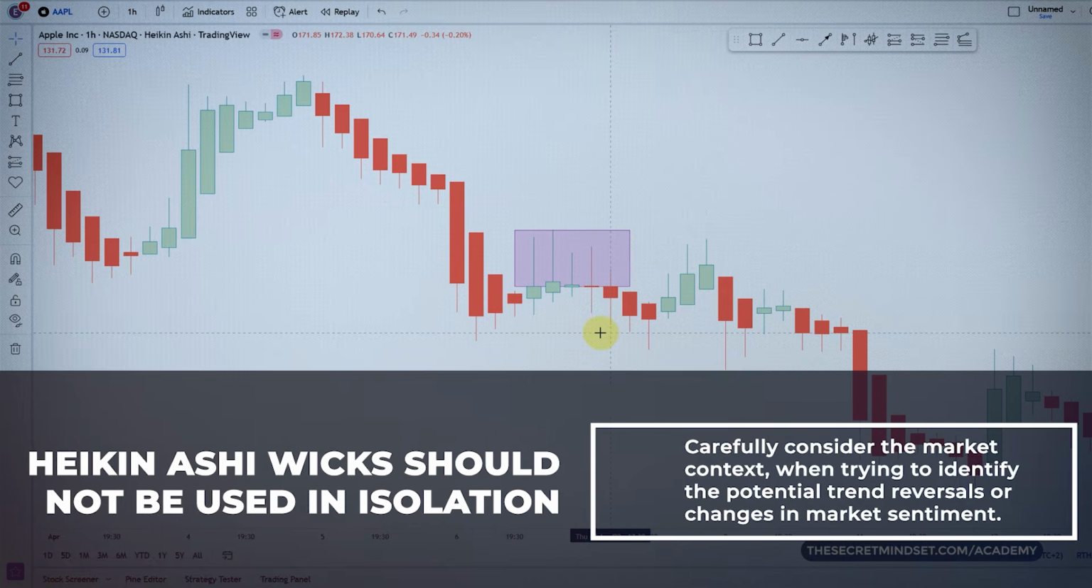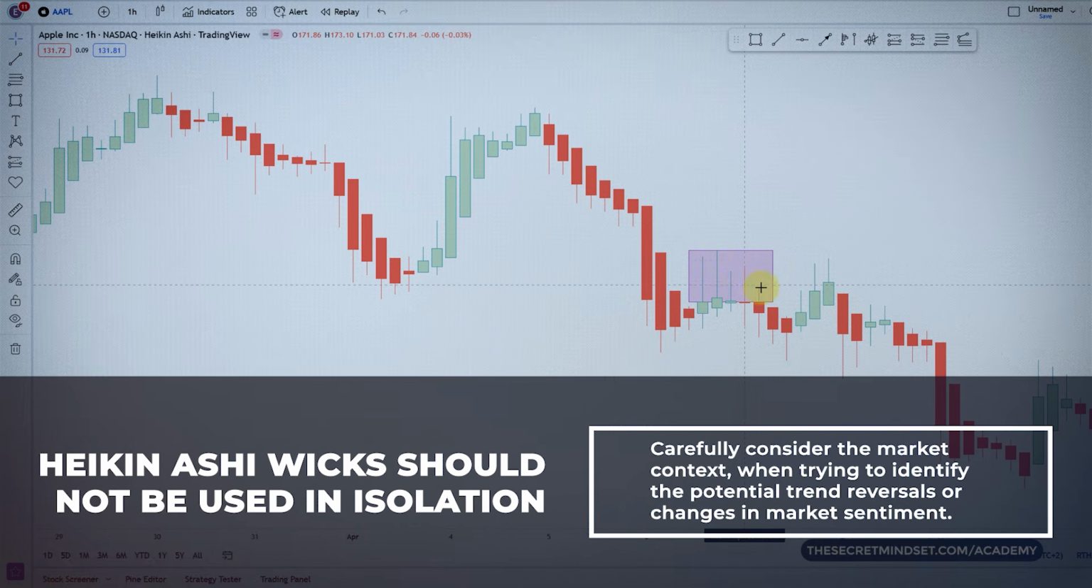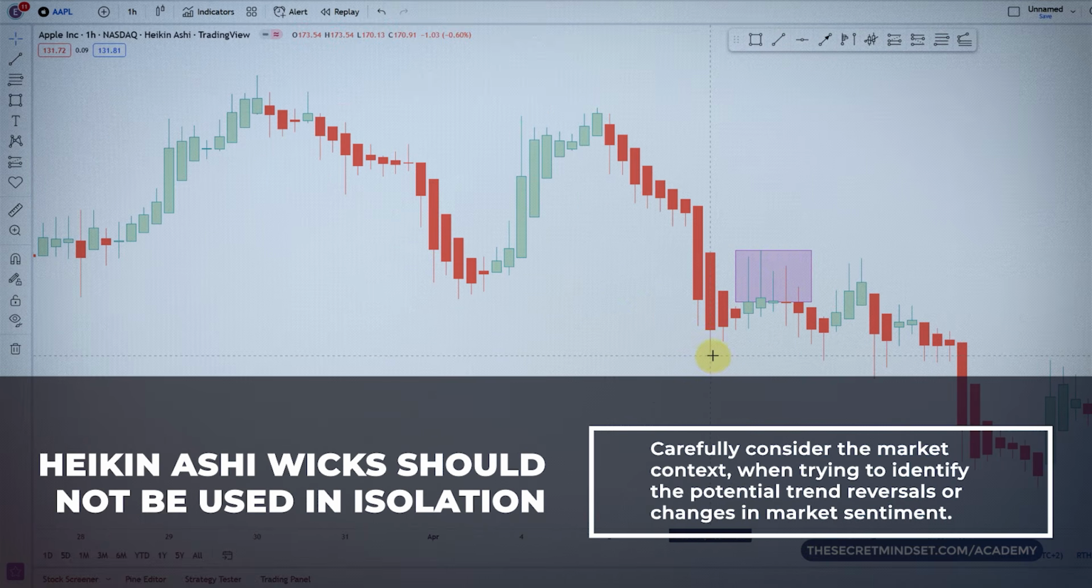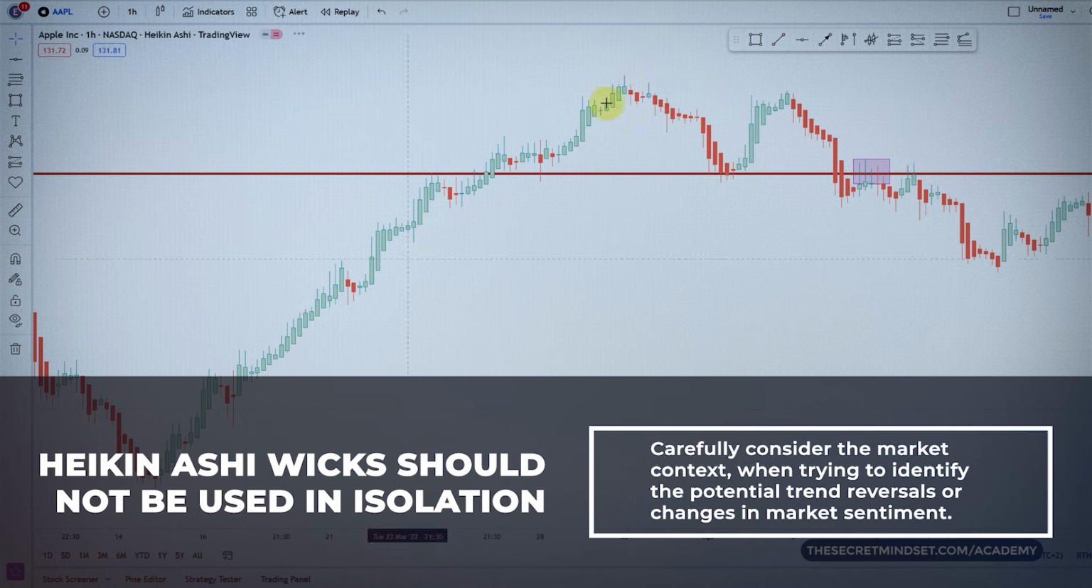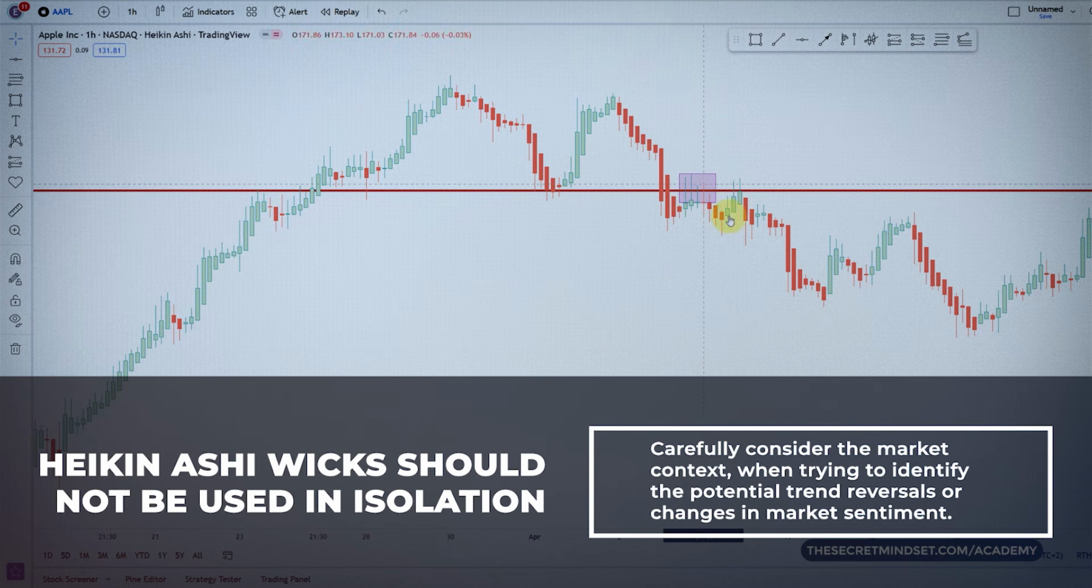It's also important to note that these consecutive wicks in Heiken Ashi charts should not be used in isolation. It's always a good idea to use multiple tools and indicators and to carefully consider the overall market context when trying to identify the potential trend reversals or changes in market sentiment.